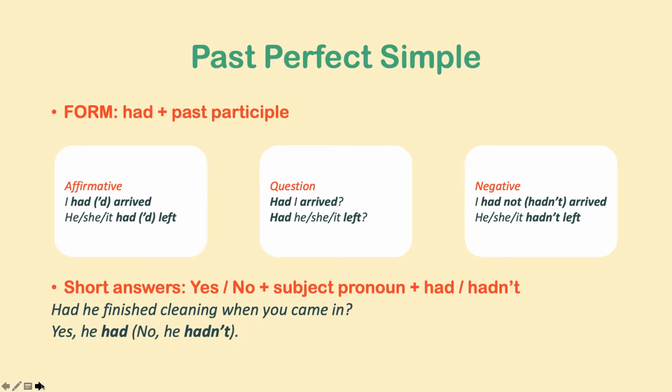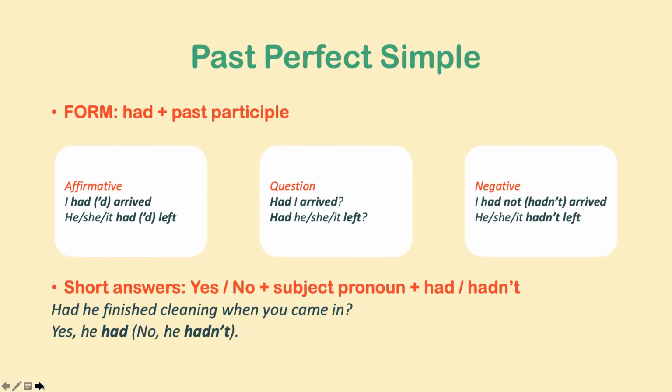To make questions, we put had before the subject. Had I arrived? Had you arrived? Etc. To make negatives, we use had not or hadn't and the past participle. I had not arrived or I hadn't arrived, you hadn't arrived, etc.